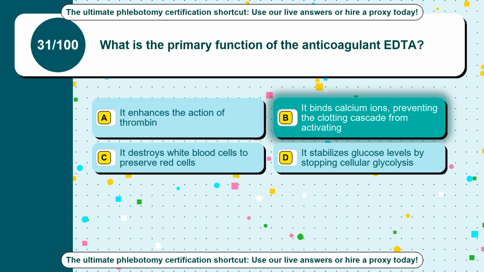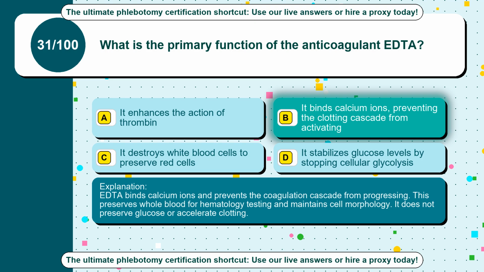It binds calcium ions, preventing the clotting cascade from activating. EDTA binds calcium ions and prevents the coagulation cascade from progressing. This preserves whole blood for hematology testing and maintains cell morphology. It does not preserve glucose or accelerate clotting.